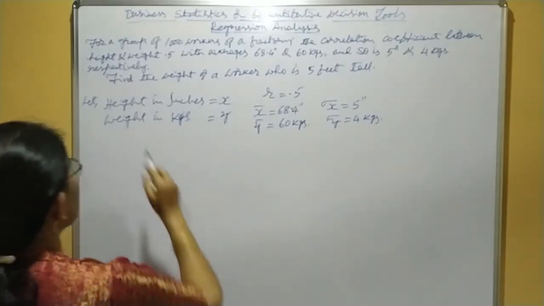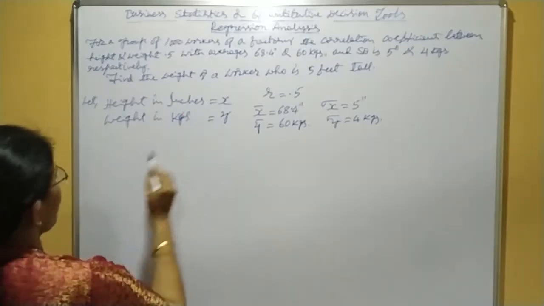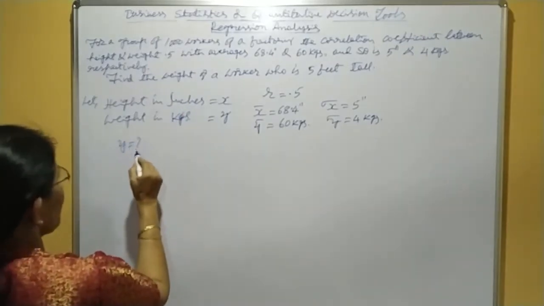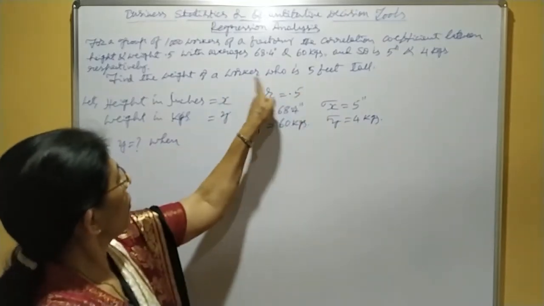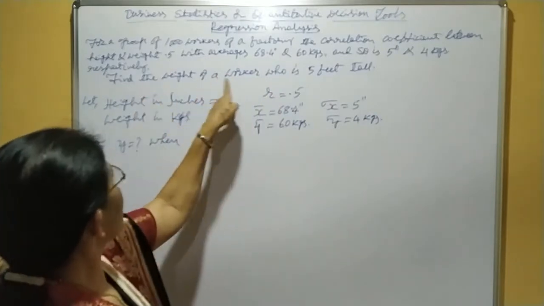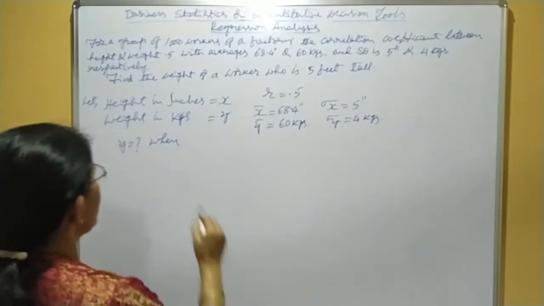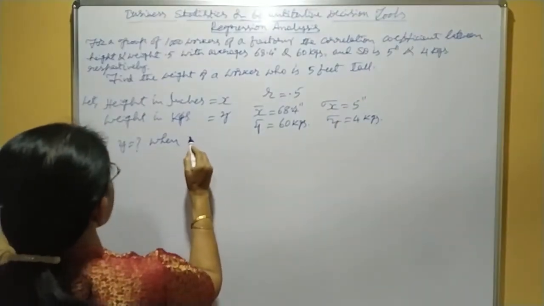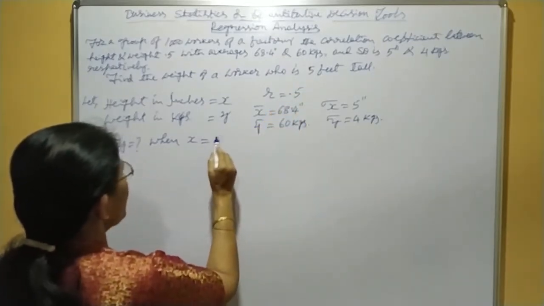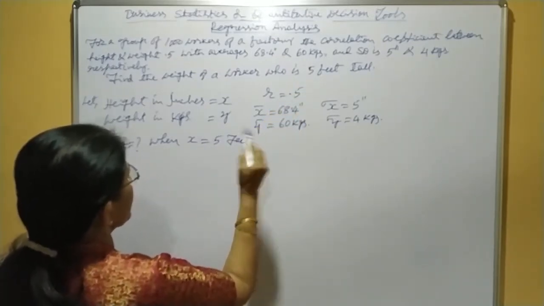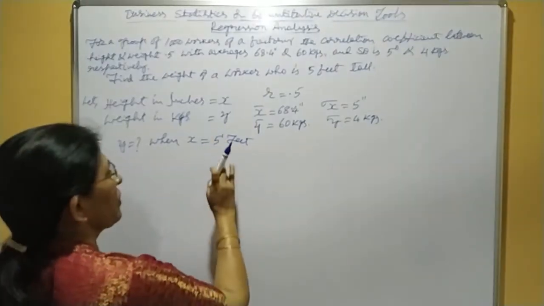Okay, now what is asked? Find the weight. Weight is denoted by y, so you have to find out y for a worker who is 5 feet tall. That means when x equals 5 feet, as given. You may denote it like this also.